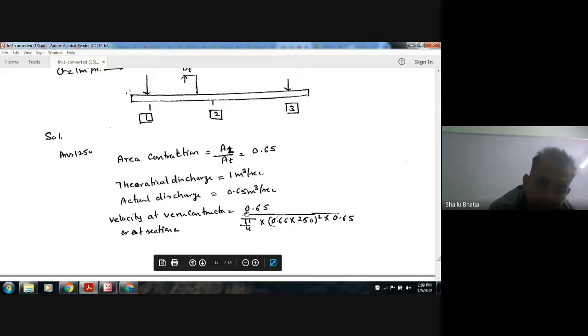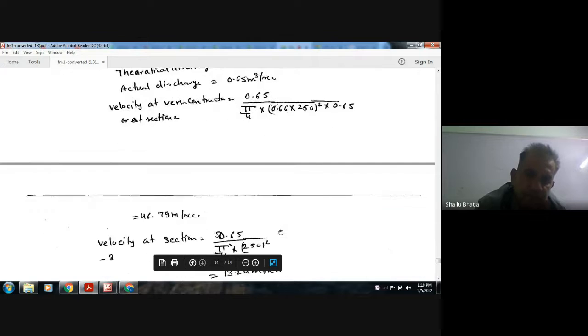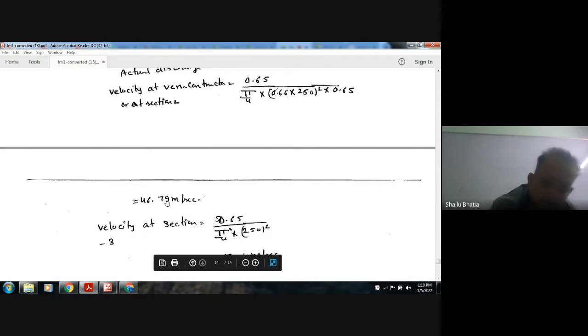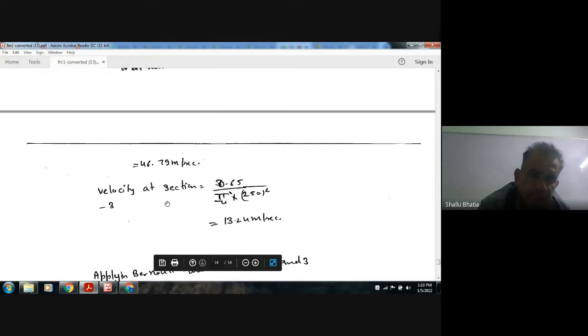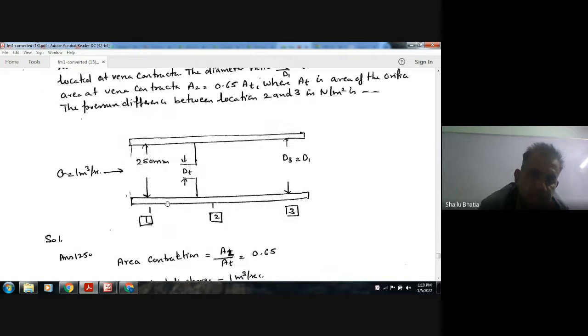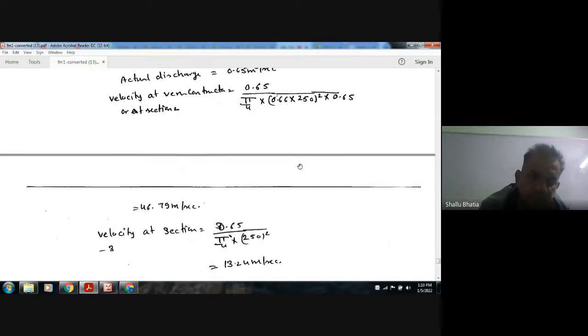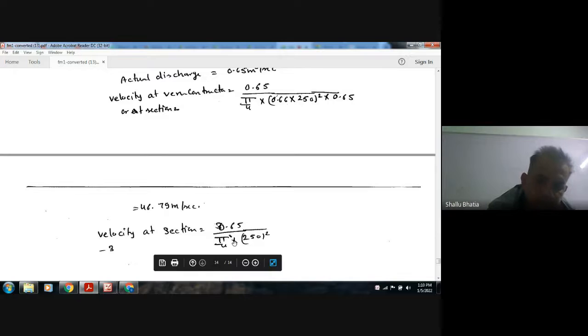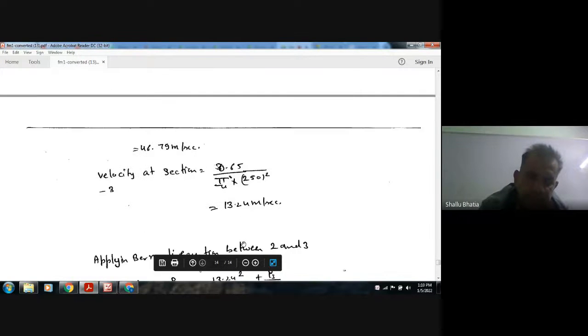The discharge at vena contracta is 0.65, and the area at section 2 is 0.65 into this AT. So this is the area of AT. So the velocity at vena contracta we can find out. The velocity at vena contracta is 46.79. The same discharge will go to section 3. So the velocity at section 3 is 0.65 divided by the area of this. So the velocity at section 3 is 13.24.